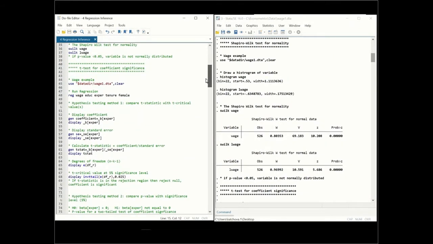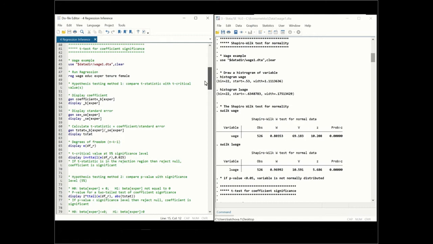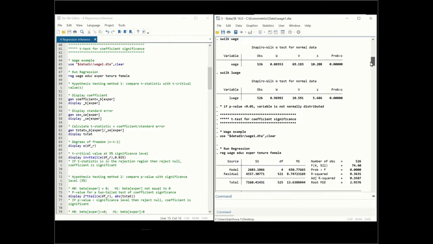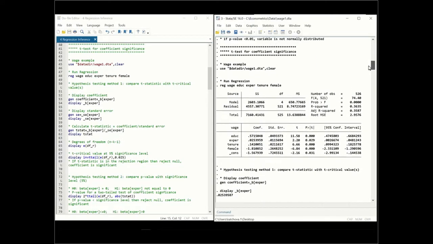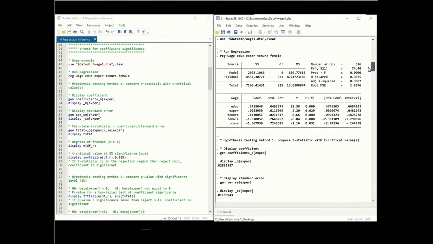Next, let's talk about a t-test for coefficient significance. So we would be reading the data for wages, and we would be running a regression of wage as the dependent variable. So we're using reg of wage as the dependent variable, with education, experience, tenure, and female being the independent variables. So this is the regression output that we will be getting.